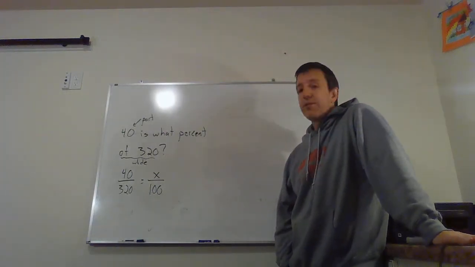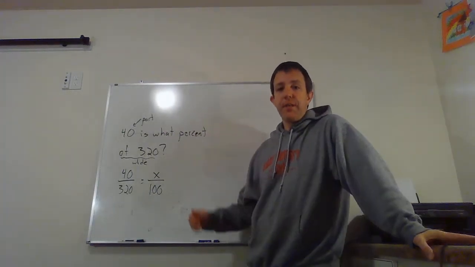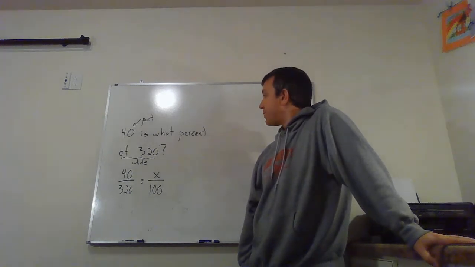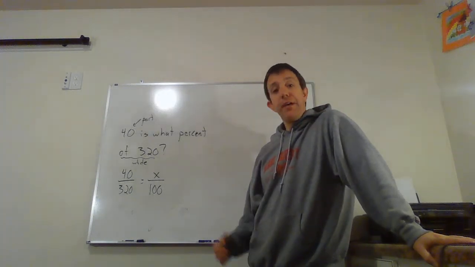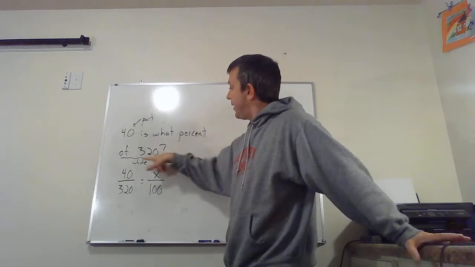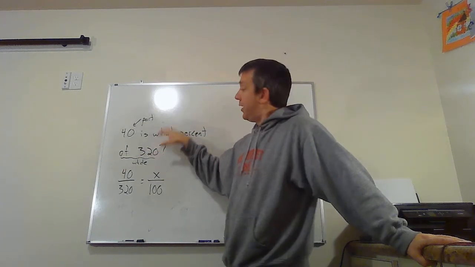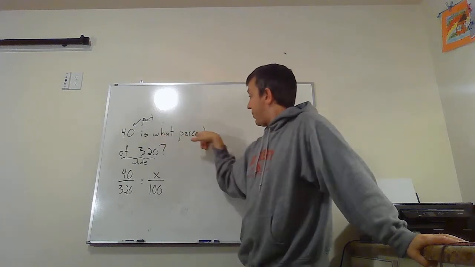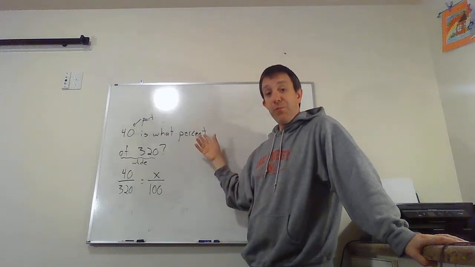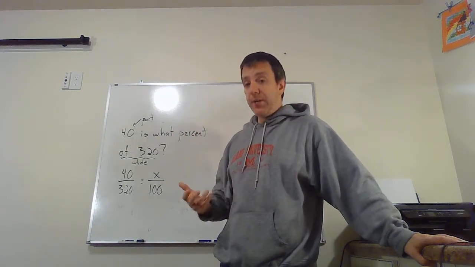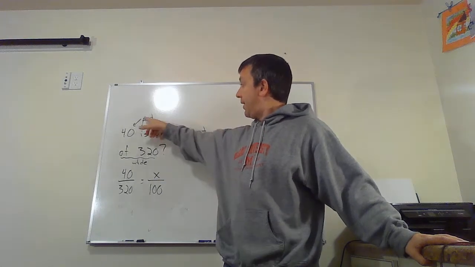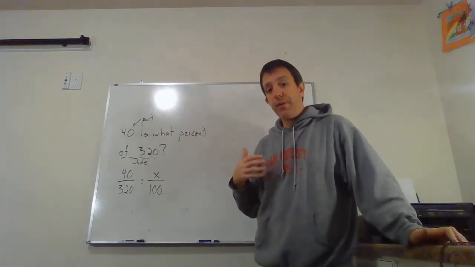All right, so next example. 40 is what percent of 320? Now you can see I labeled the problem a little bit. Of is in front of 320, so 320 is going to be my whole. 40, or the percent, is missing, right? I have what percent, so that's going to be my unknown. I'm going to make that my X. And that leaves 40 to be the part, or the amount.